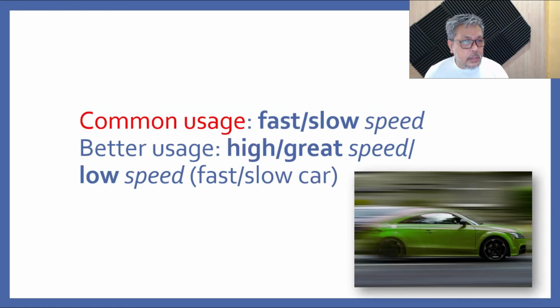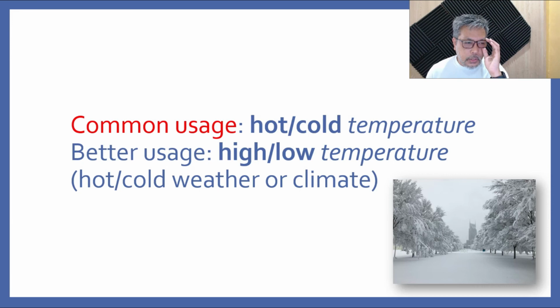So let's have a quick review. Again, if it's speeds we're talking about, it's either high or low or great, but the traveling object is either fast or slow. When we're talking about temperatures, temperatures can either be high or low or medium. But when we're talking about the weather or the climate or the place or the space or the object, you can say it's hot or cold.